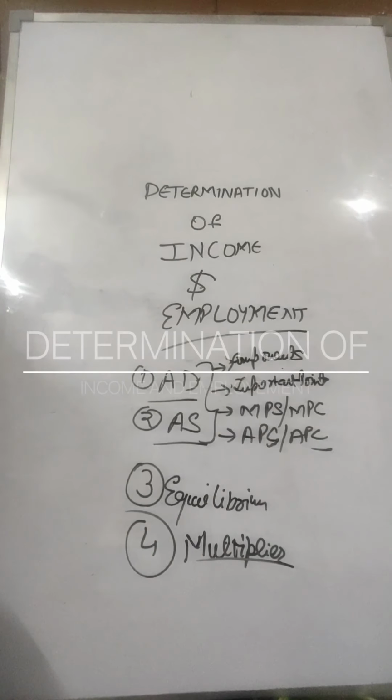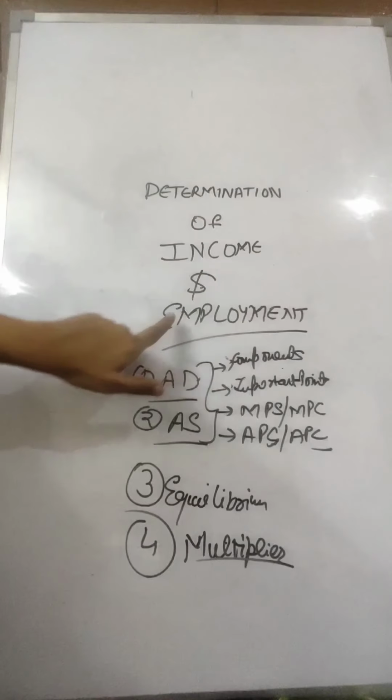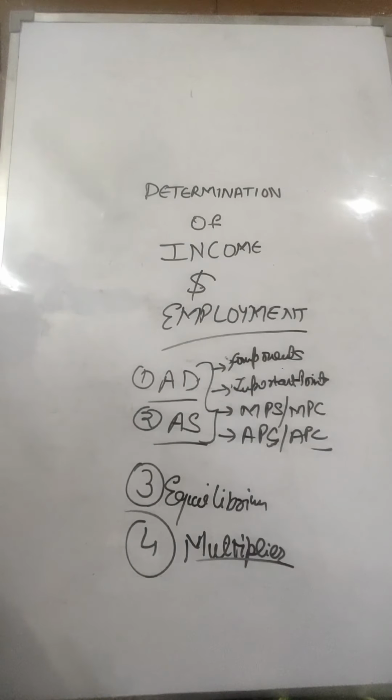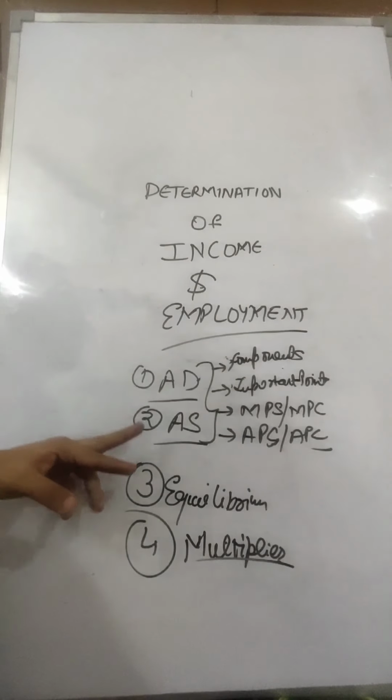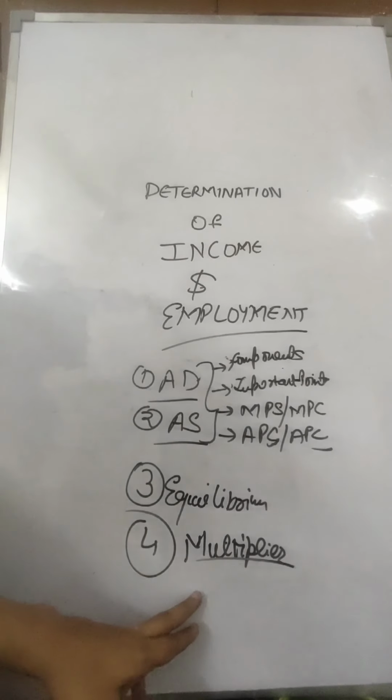Guys, welcome, all. Today we'll be starting with a new unit, determination of income and employment. This is a very important unit to understand because you will get to know what our economy actually comprises of. So, not wasting much time, we'll be covering aggregate demand, aggregate supply, equilibrium of aggregate demand and supply, and lastly the multiplier.